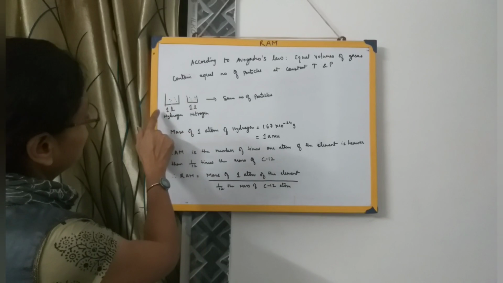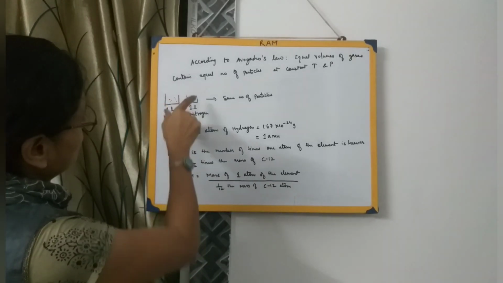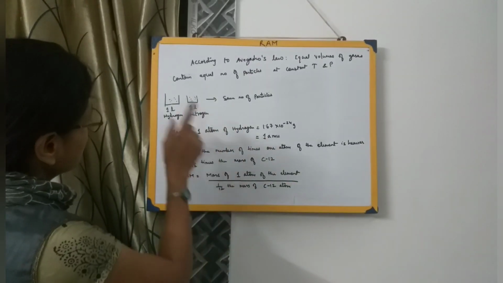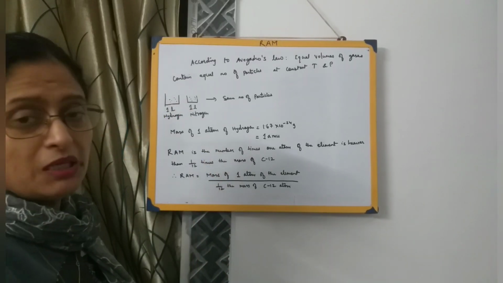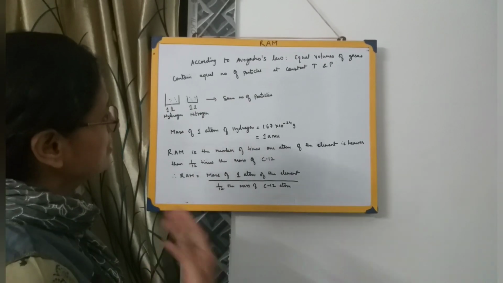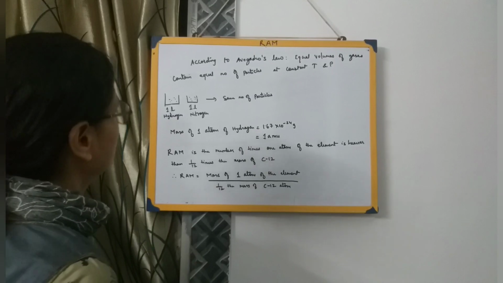If this container of hydrogen is having 10 million atoms of hydrogen, this will also be having 10 million atoms of nitrogen. If this container is having 10 million ions of hydrogen, this will also be having 10 million ions of nitrogen. So the number of particles will be the same if their volumes are the same and they have been maintained at the same temperature and pressure.